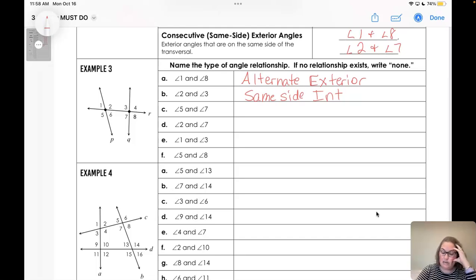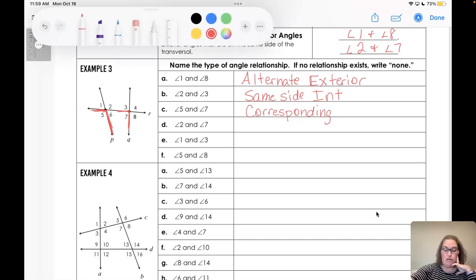5 and 7, those are going to be corresponding because they're in the same position that's there. Let me show you this. So here's angle 5 is on the lower part below the transversal. Angle 7 also below the transversal. And you see that they are both on the left side of those lines that are there. So we call that corresponding.